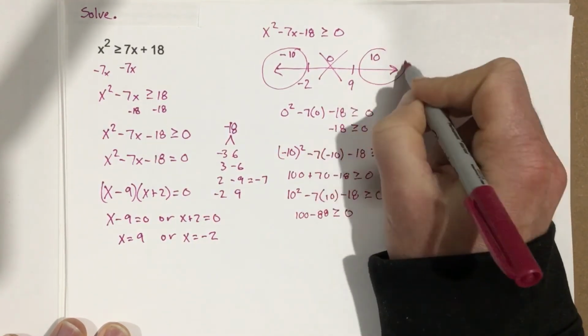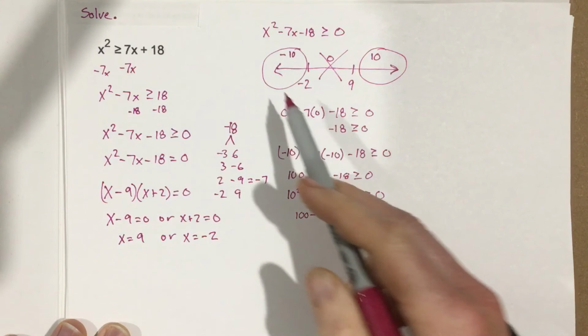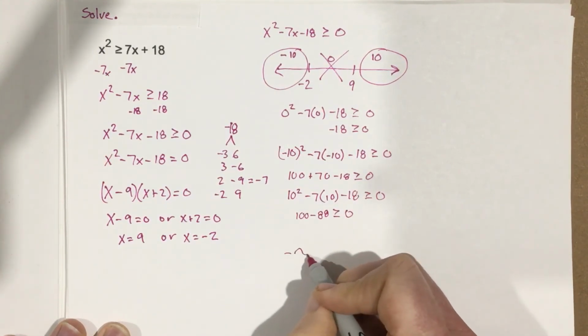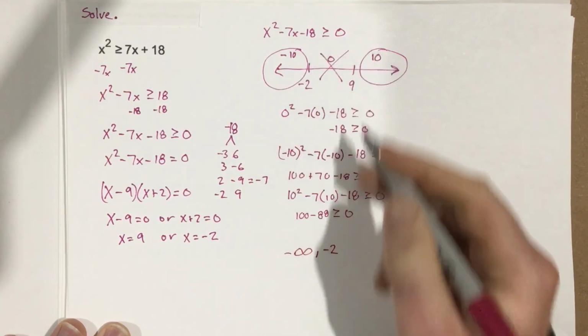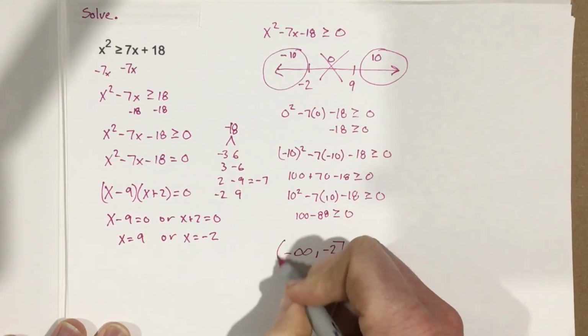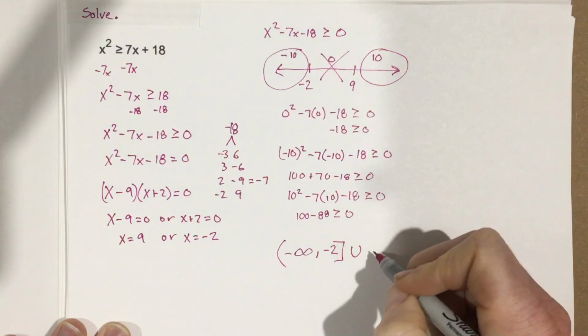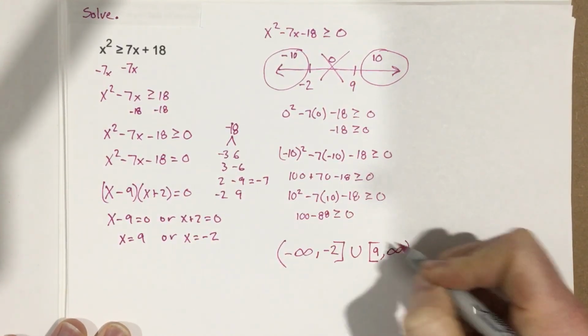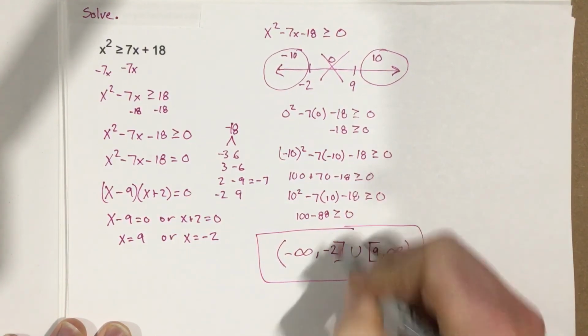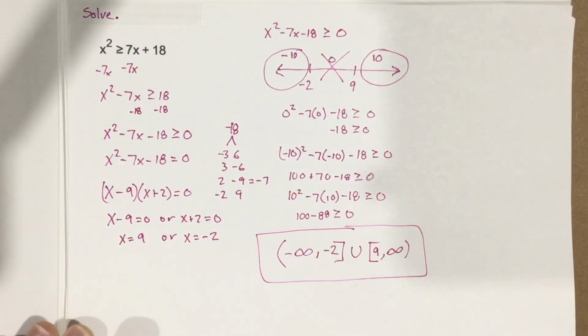So these are solutions. So my solutions run from negative infinity to negative 2, and they include negative 2 because of the equal sign. So we're going to put a bracket. Union 9, we're going to put a bracket on that as well, to infinity. And those are the solutions for this quadratic inequality.